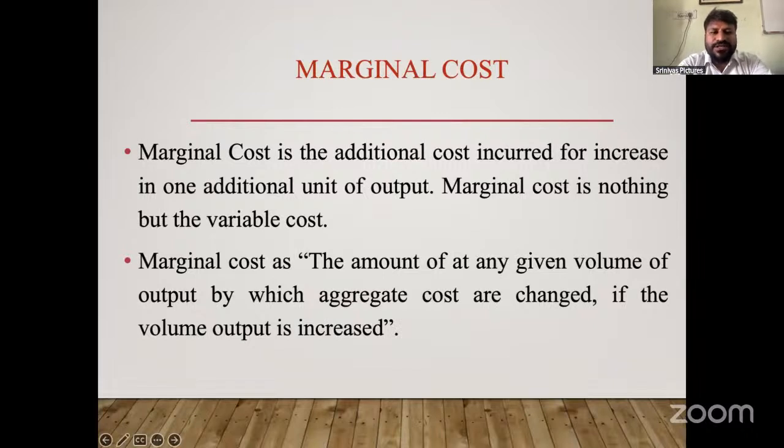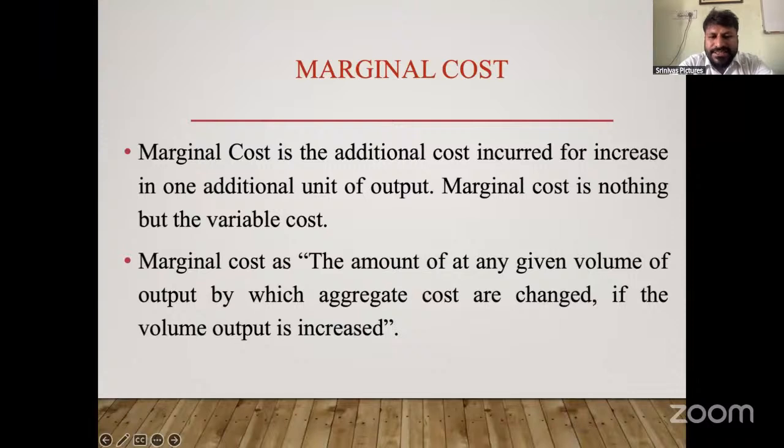So marginal costing means what? Marginal costing is the additional cost incurred for the increase of one additional unit of output. Marginal costing is nothing but the variable cost. So simply I can explain from this definition, marginal cost is an additional cost, whatever the increase of output causes to increase of total cost. So that is called marginal costing. Marginal costing is also called variable costing and step costing.